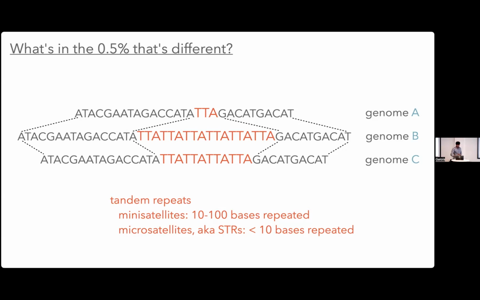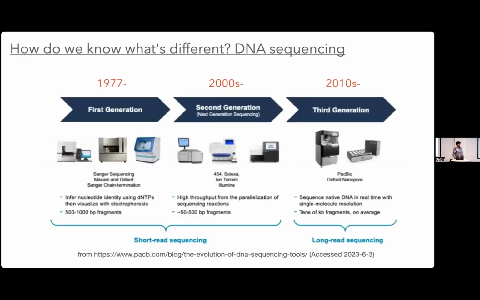And on this slide, I depict an example of a short tandem repeat. The thing that differs from individual to individual is the number of repeats, the repeat count at the STR locus. So there's all this variation among humans, and how do we know what's different? Well, we've sequenced their DNA, and while I'm not going to go over how DNA sequencing technologies work, that would be a whole other talk.